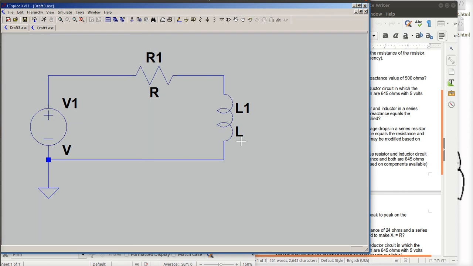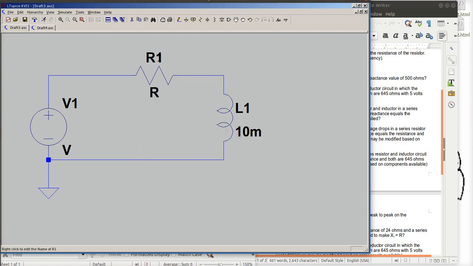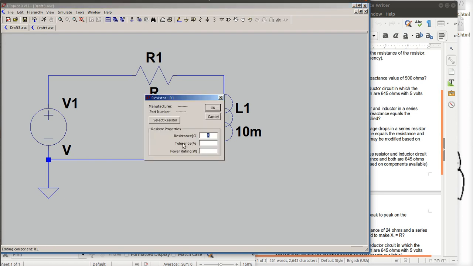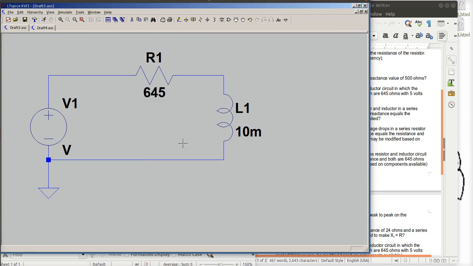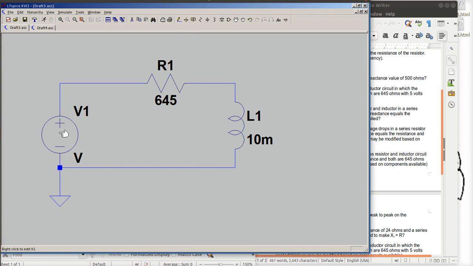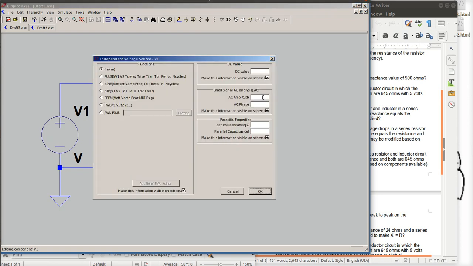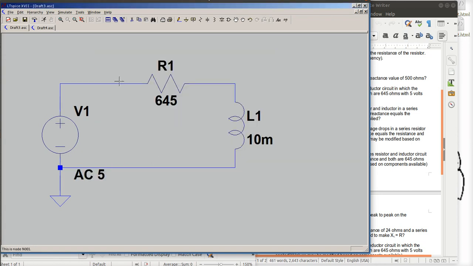Okay. My inductor is 10 milli. My resistor is 645. And my voltage source, I think, was 5. That's what I recall. So I got to go into the advanced mode, and I'm going to do the 5 here. So that takes care of that.